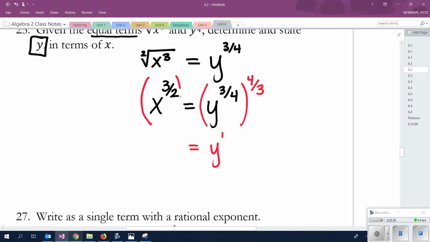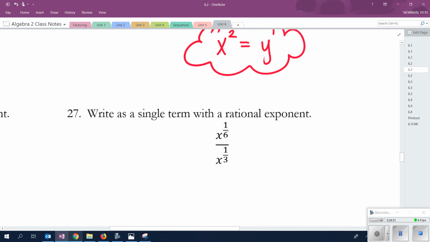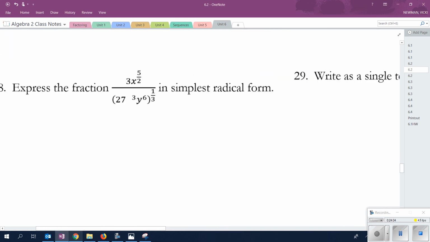We have to do the same thing over here. What's 3 over 2 times 4 over 3? 12 over 6, so 2. Did we get y in terms of x? We did a beautiful job. Cool? All right. I like this one for oh so many reasons.